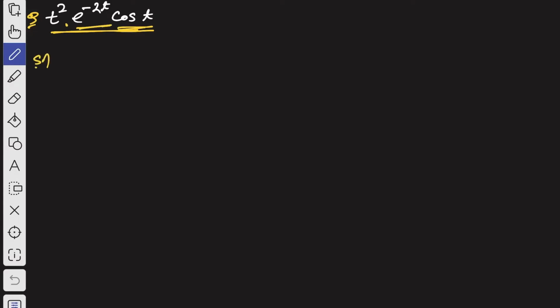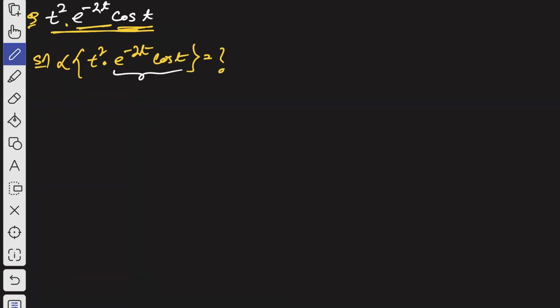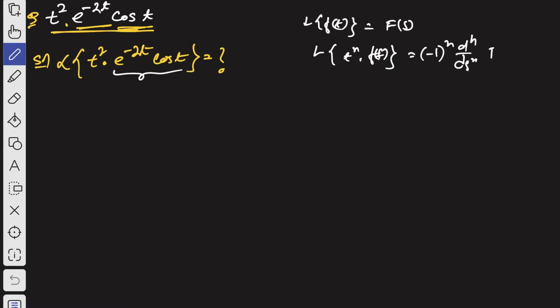So solution: Laplace transformation of t square dot e to the power minus 2t cos t. We need to find the Laplace transformation of this. So here our f of t should be considered this one. So again we are going to apply this: if Laplace transformation of f of t is capital F of s, then Laplace transformation of t to the power n dot f of t is minus 1 to the power n, nth order derivative with respect to s of F of s.